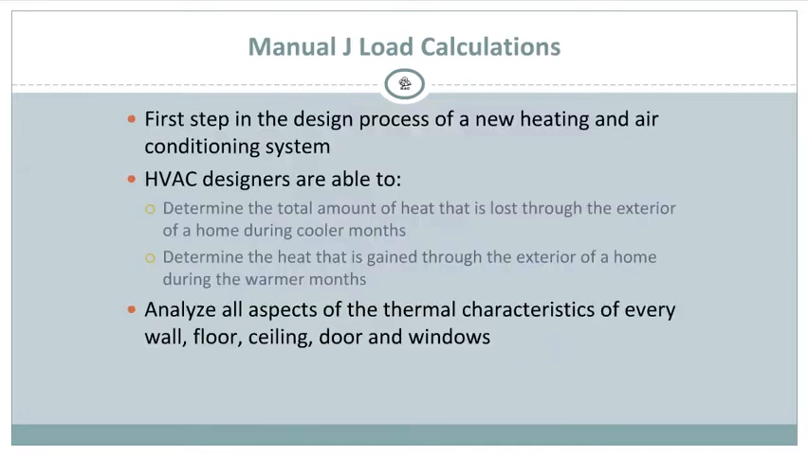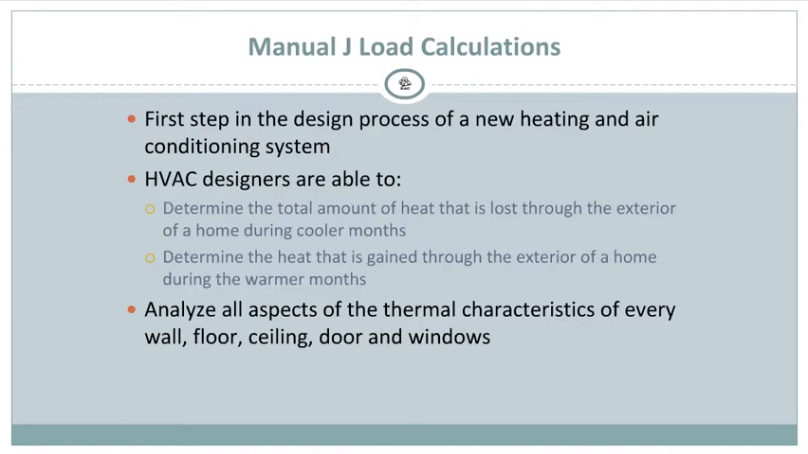The Manual J is the first step in designing your heating system or your air conditioning system for your unit. Again, the designers are going to have to be certified. Most of the time they're architects, engineers that are certified in heating and cooling designs. They're going to determine the amount of heat that is lost through the exterior of the building and the amount of heat that is gained through the exterior of the building during the warmer months.